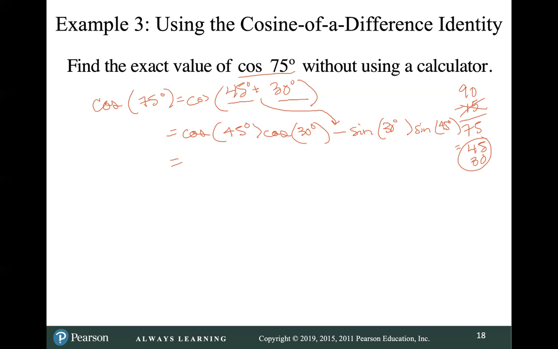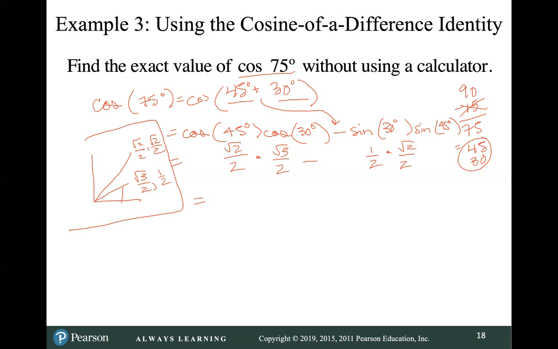Cosine of 45 degrees, if I wanted to sketch a quick unit circle, I can say 45 degrees is the one in the middle. That's square root of 2 over 2. Cosine of 30 degrees, that's this angle down here, so the x value is square root of 3 over 2. You should be able to do it this quickly. Sine of 30 degrees, that's the y value, so that's 1/2. Sine of 45 degrees, that's the y value, is square root of 2 over 2. So that was my quick unit circle sketch.